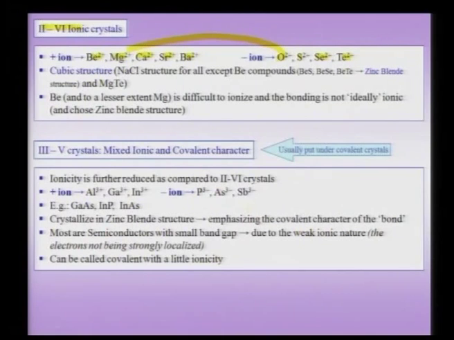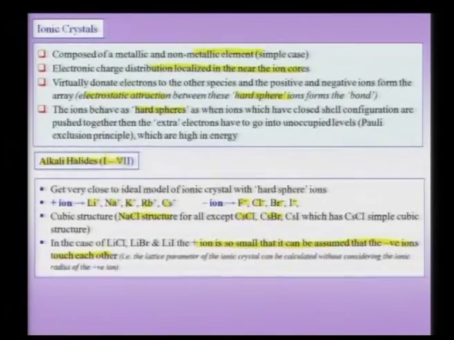Now, this magnesium oxide crystal, like most of these, goes into the sodium chloride structure, except for the beryllium compounds and magnesium telluride, which do not have the sodium chloride structure. These beryllium compounds have the zinc blende structure, which, as we have already seen, tells you that tetrahedral bonding is dominating. That means that the ionicity is slightly reduced now. It is not as ionic as a purely sodium chloride kind of structure, which is true for the previous cases, the 1,7 structures.